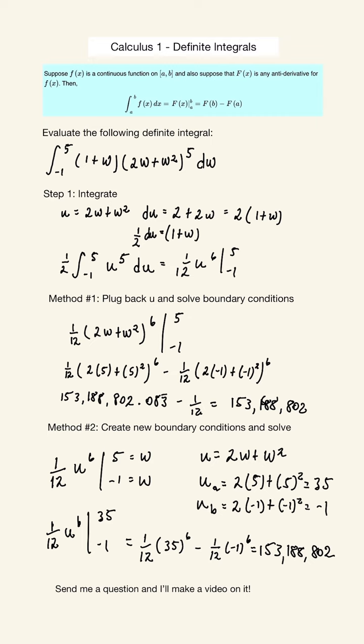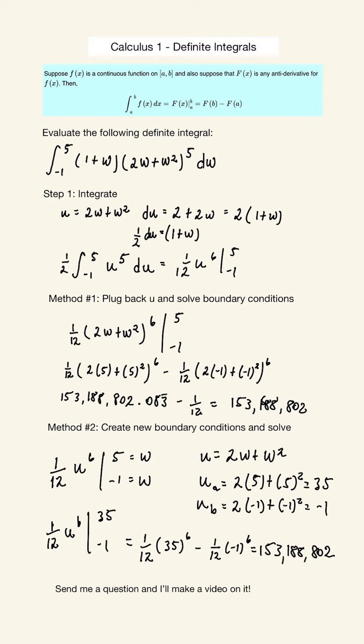So before we do that, we'll just go ahead and take the integral and we'll get 1/12 u to the sixth. This is an easy integral to do. And then the next step is we want to decide which method of solving these boundary conditions we want to use. So in the first method, all we'll do is back substitute this u term in terms of w into our original expression, and then we can evaluate it at the original boundary conditions because these boundary conditions were given to us in terms of w.